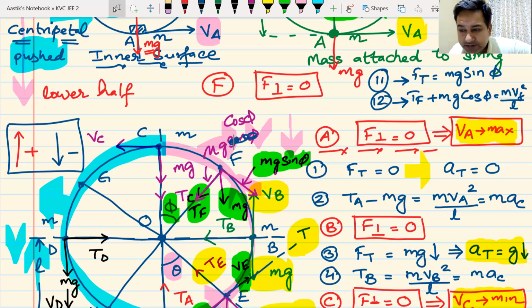Do we get this? Can I have some raise of hands that we understand this? Everyone in the class, boys are lifting hands. What about girls? Boys on the right, girls on the left.